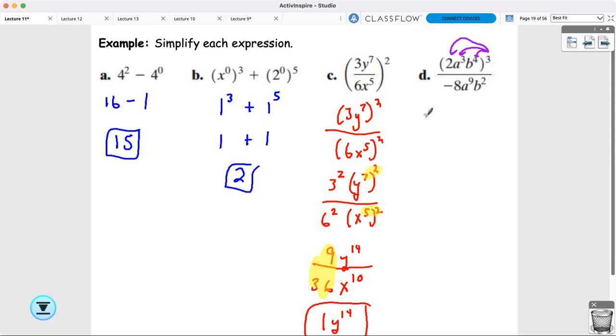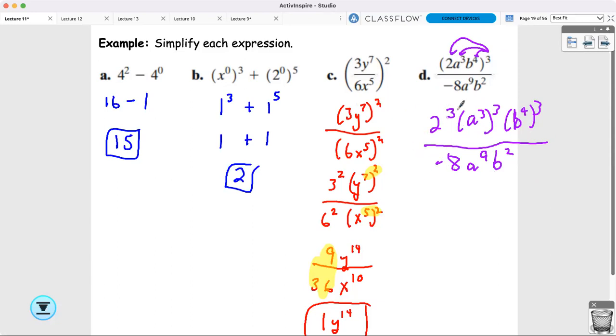So then we get 2 cubed, and then we get a cubed cubed, and then we get b to the 4th cubed, and then over -8, a to the 9th, b squared. Nothing happens yet to the bottom, right? So 2 to the 3rd power, 2 times 2 times 2, is just 8.